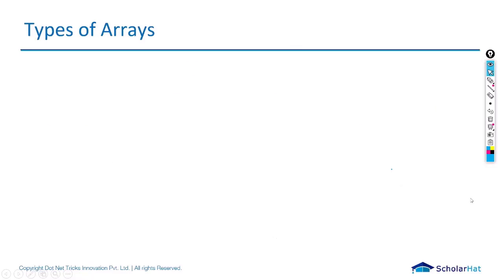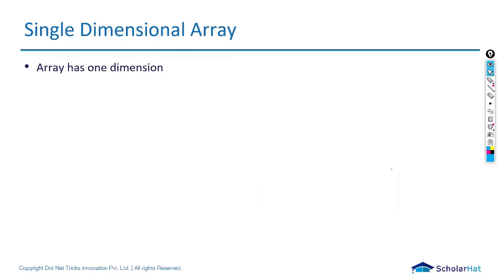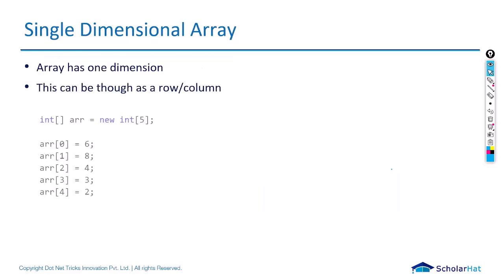Now we'll go forward and see what types of arrays there are. Generally we write two types of array. First is the single dimensional array and the second one is the multi-dimensional array. In a single dimensional array, there will be one dimension, so we'll be writing within one square bracket. In multi-dimensional arrays, we basically study 2D arrays, so we'll learn about that. A single dimensional array has only one dimension, so it can be either a row or a column.